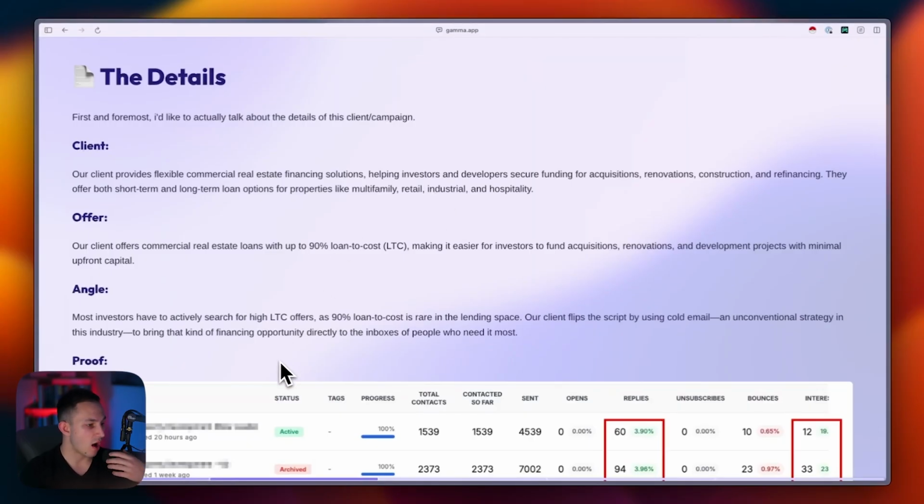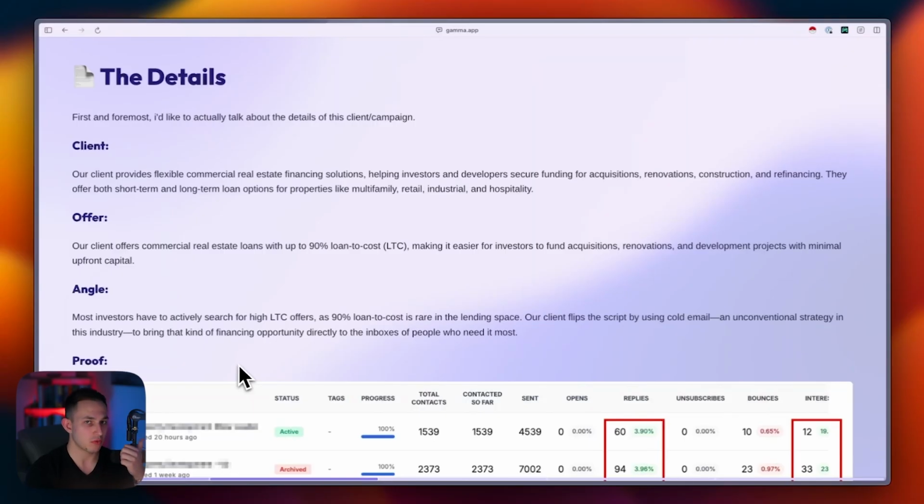Okay. Now, our angle is that the majority of investors have to actively search for these high LTC offers. And as a 90% LTC offer is rare in the lending space, it's kind of a pattern interrupt when we have a client who not only doesn't make you look for him, but he comes to you through a medium like cold email, which is very, very unconventional in the financial services world. And overall, it just gives you a unique perspective. Okay, that's what the angle is, in my opinion.